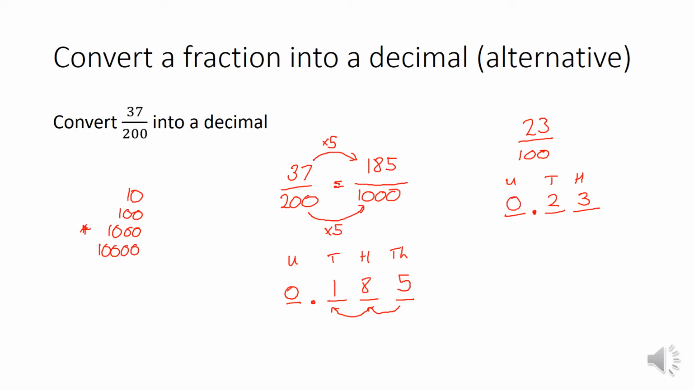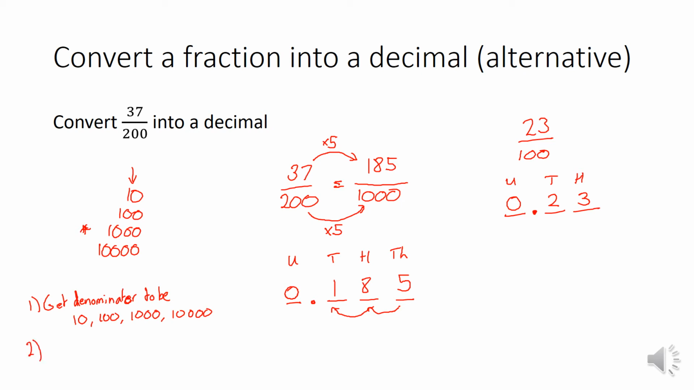But that's fine to do that. So the key thing is, if it's too big to fit in the column, you can go into the next column, that's alright. So we've converted 37 200ths into a decimal. The first thing to do though was to get it to be one of these. So step one, get the denominator to be a power of 10. So get the denominator to be either 10, 100, 1,000, 10,000, something that has a column.